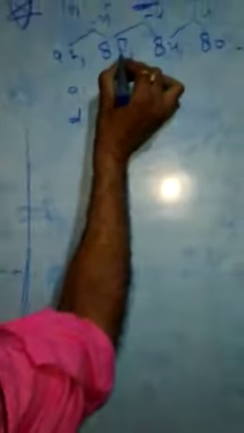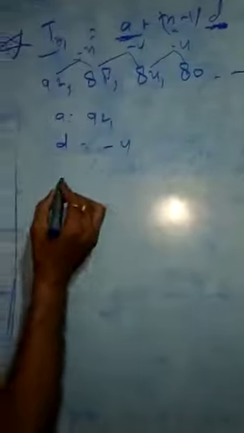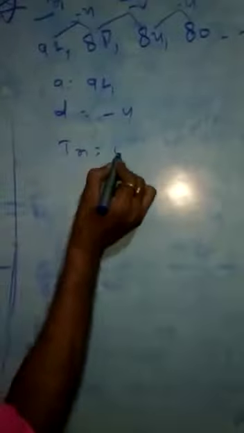Now this is the first term: A equal to 92. Second is the common difference: 88 minus 92 equal to minus 4. This is the last term, and the last term is expressed by Tn. The Tn equals 0.